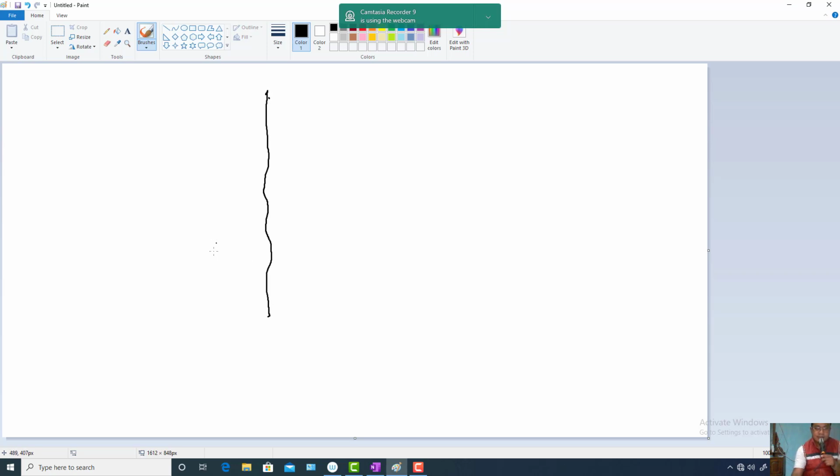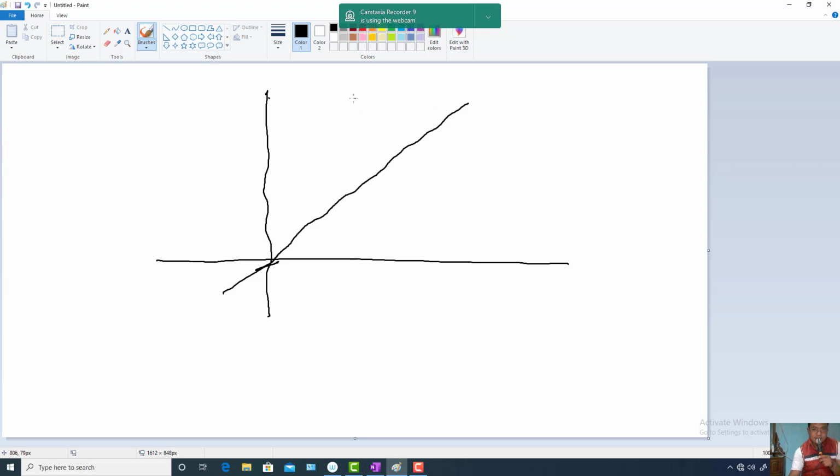This is your xy plane. The function f of x is equal to x, or y is equal to f of x, this is the y axis, and this is the x axis. Right, so let us see. This is your function, and suppose this is 0, 1 is here, and then 2 will be here.